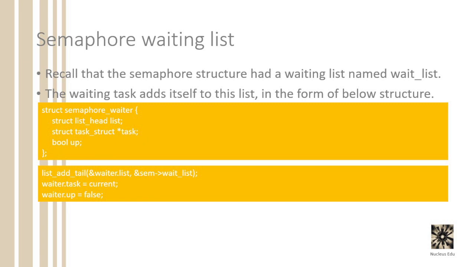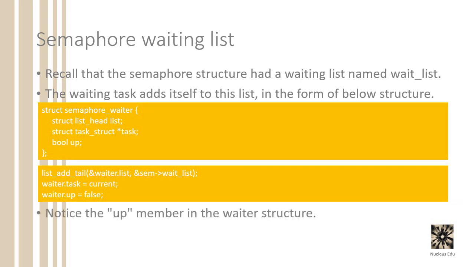And the code which it uses to add itself to the structure is these 3 lines where it adds itself to the tail. We will see later when they are picked up from the head, so this basically becomes a FIFO list. Next, we see that waiter.task is set to the current calling process, which is trying to acquire the semaphore, and the last line sets waiter.up equal to false.